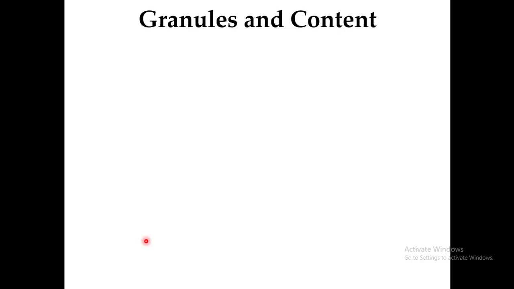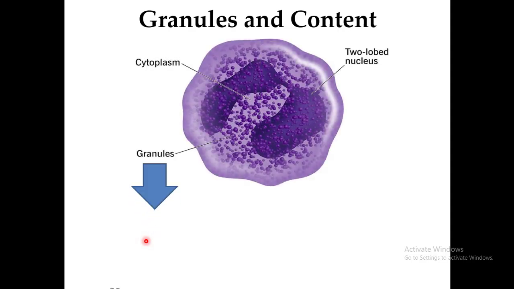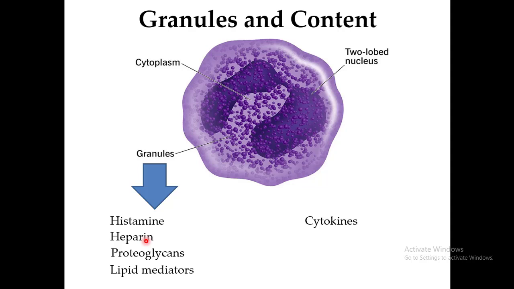Then I've told you that the basophils contain a lot of contents in their granules, and the important contents include the histamine, the heparin, the proteoglycans, the lipid mediators, the cytokines, the chemokines, the enzymes, and the growth factors. Then we started our discussion on the first important component of the granule, and that was the histamine.